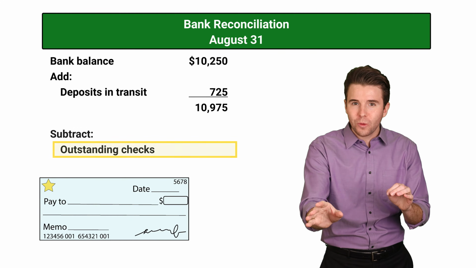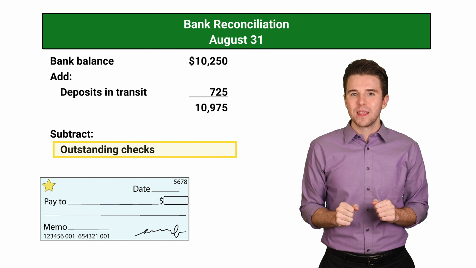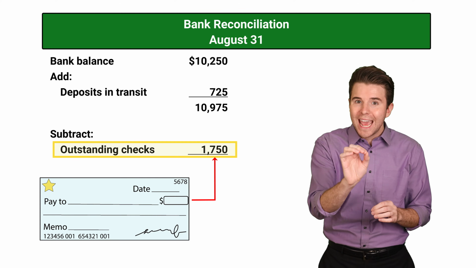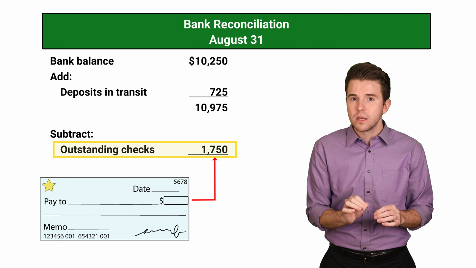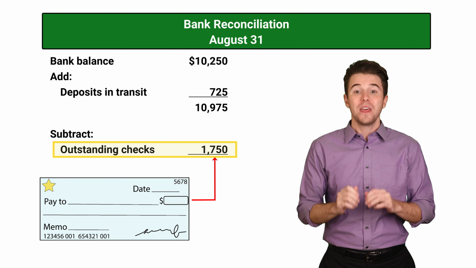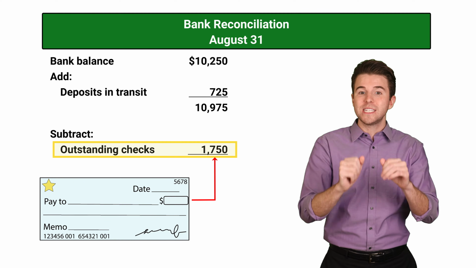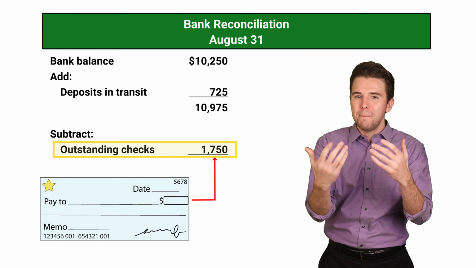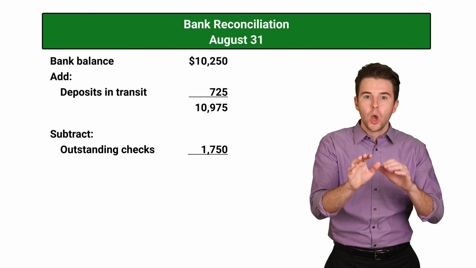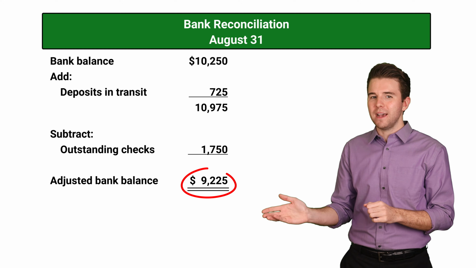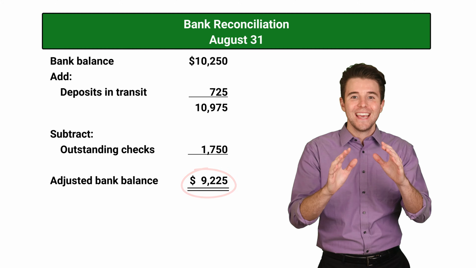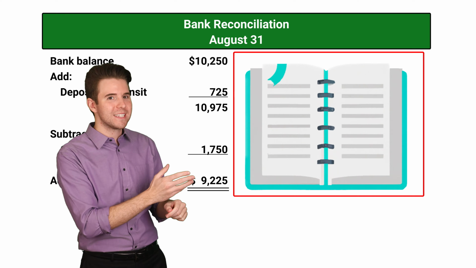Next, we subtract any outstanding checks. A check for $1,750 was written and recorded in the books, but hasn't been turned in for payment to the bank. Therefore, we subtract outstanding checks from the bank balance. After doing these bank balance adjustments, we compute an adjusted bank balance of $9,225. Now let's turn to the book balance side.